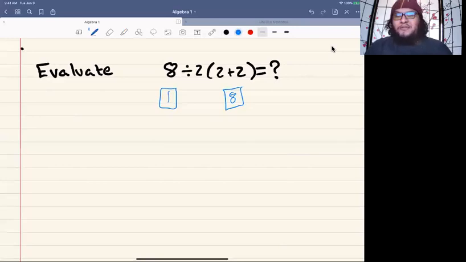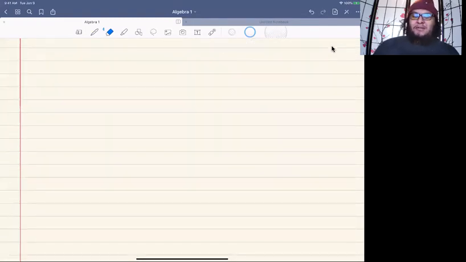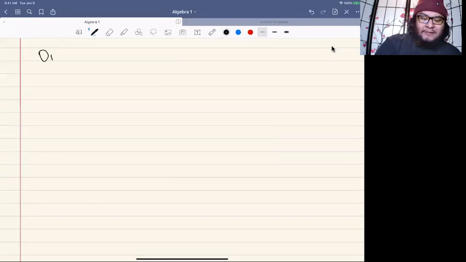Before we even attempt a problem like this, we're going to have to practice using what's called the order of operations. All right, so we're going to put a pin in it. We're going to move forward, and we're going to write what is the order of operations.